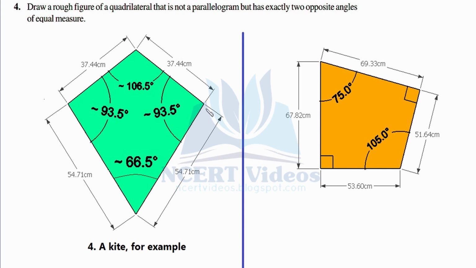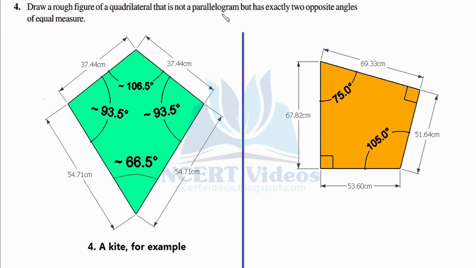So here we have 2 opposite angles that are not equal to each other. It is a kite, and that is our example that suits our desired problem. And it is not a parallelogram because one pair of opposite angles is not equal to each other. Similarly, opposite sides are also not equal to each other.